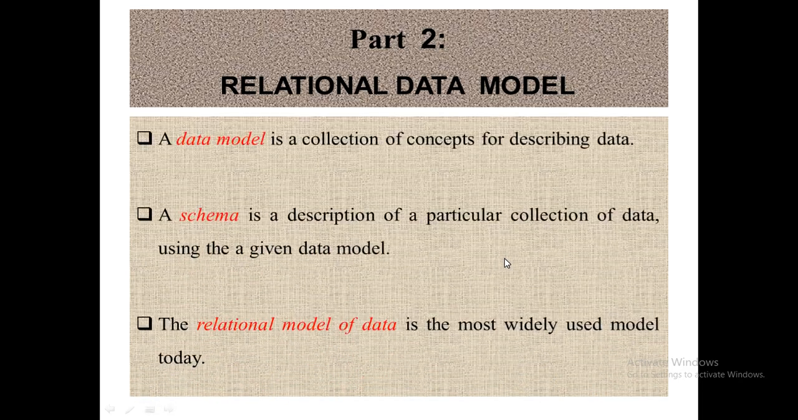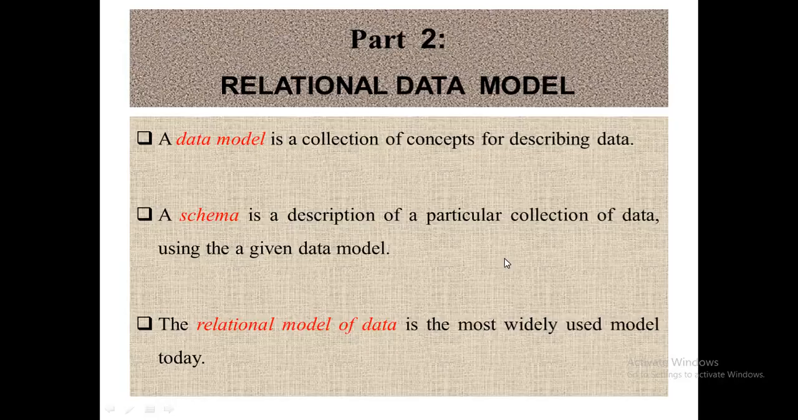A data model is a collection of concepts for describing the data. Whenever we want to do something with a database, we have a data model. That data model is a concept for describing the data, or any description about the data. In addition to this, there is a schema, which is a description of a particular collection of data using the given data model.